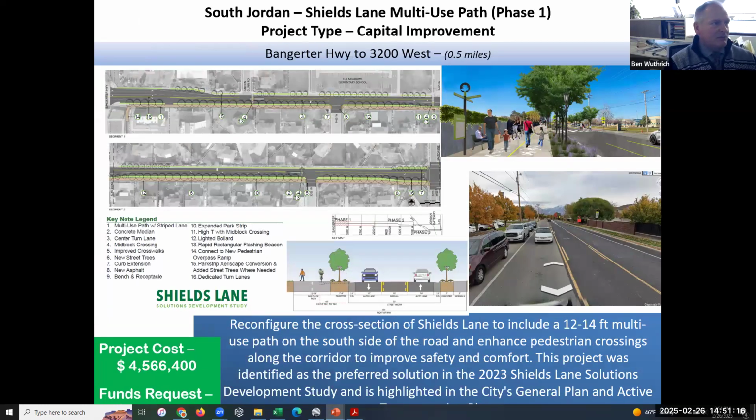The next project is a request from South Jordan. This is a Shields Lane multi-use path. This is Phase 1 between Bangor Highway to 3200 West by creating a 12 to 14 foot multi-use path and by realigning the lanes of the facility. Estimated project cost 4.5+ million. Funds being requested are 3.9+ million.